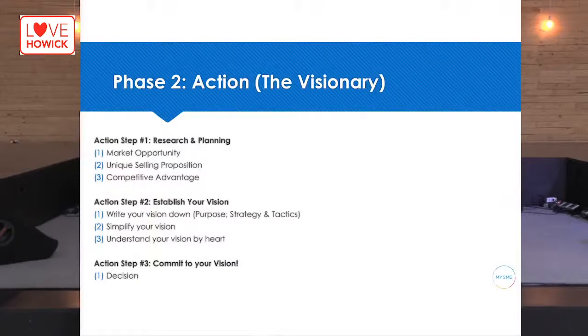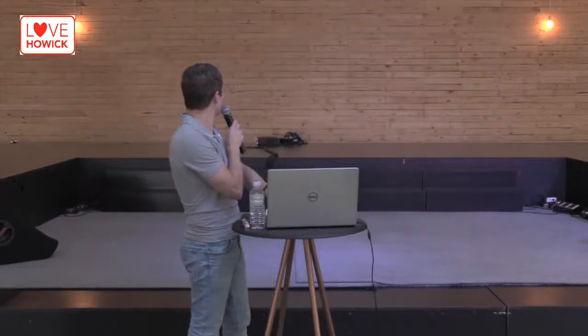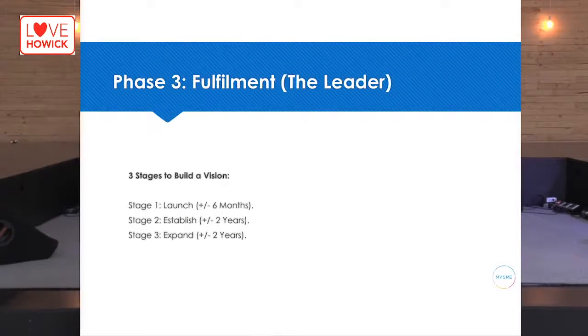And then action step 3, commit to your vision. That's possibly the biggest thing that you can do. If you go to the next phase, I'm going to explain the commitment now. The next slide. There are the 3 phases to build a business, which I've already explained: planning, launch, and testing. And then the next slide, of Steve Jobs.